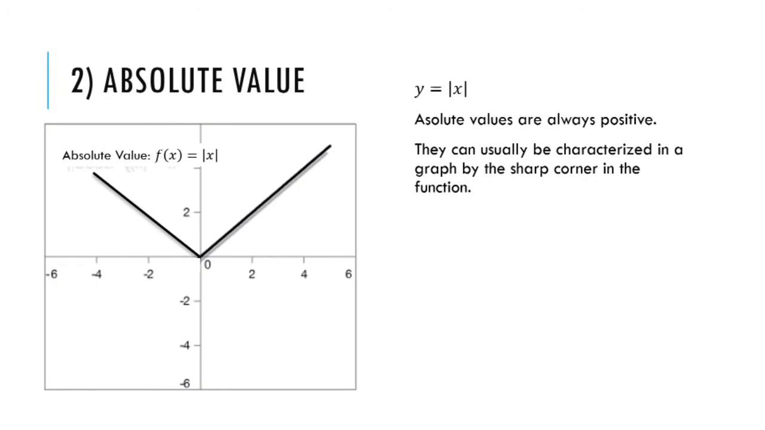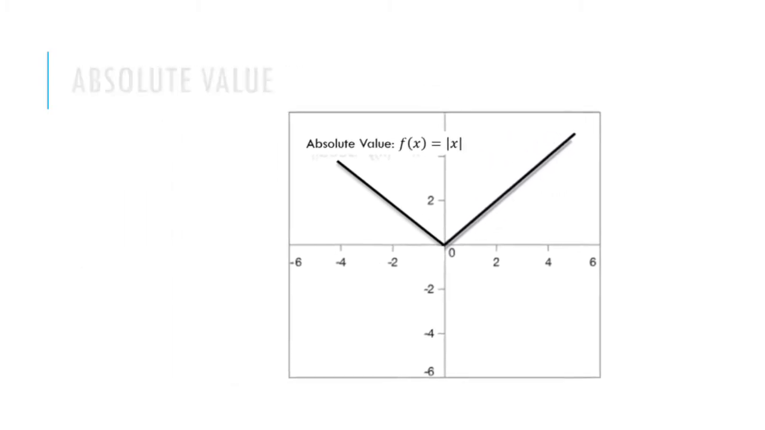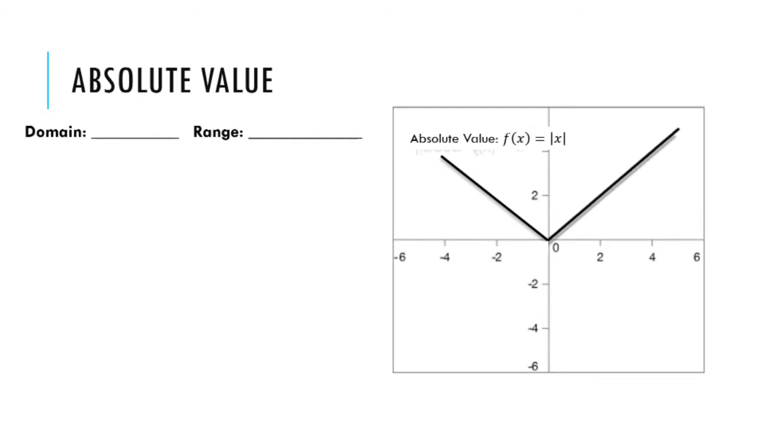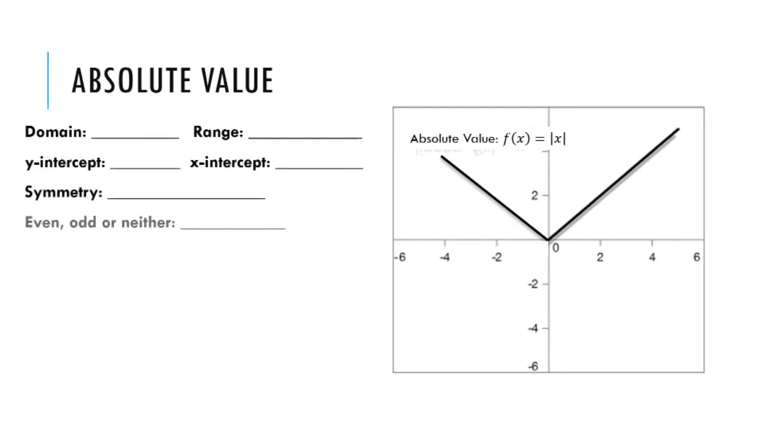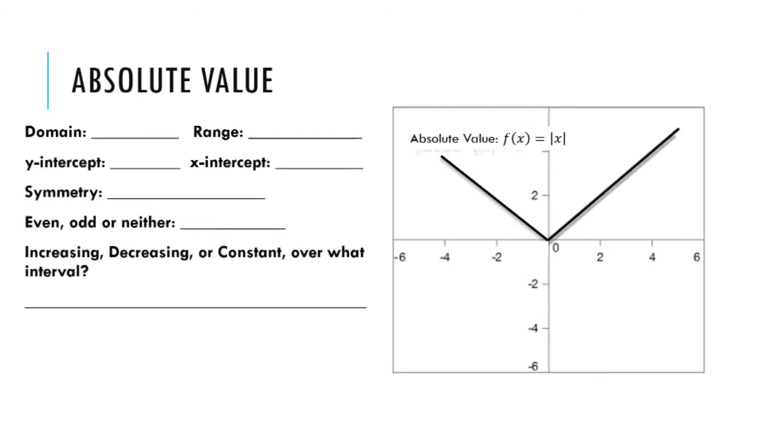This is the absolute value function. It's a V-shaped function. It has a certain domain and range. So let's look at the domain and range. Alright, stop the video and answer the questions. Then I will show you the answers together.